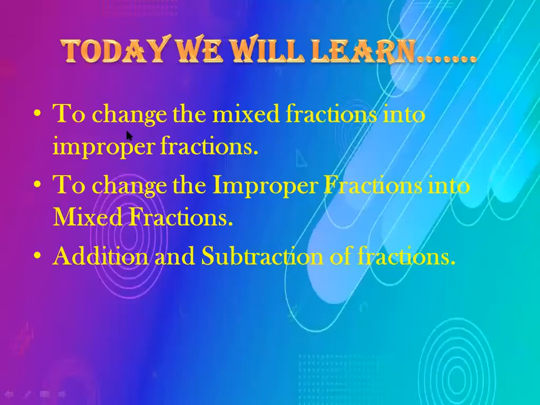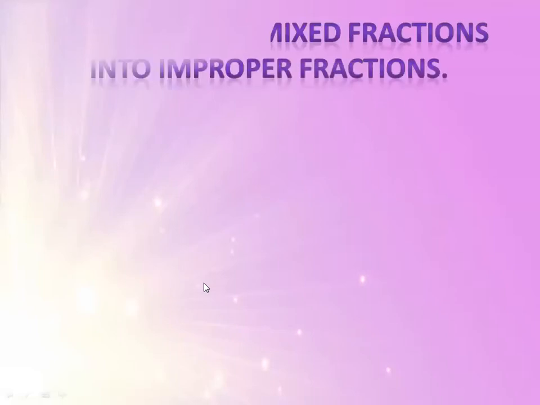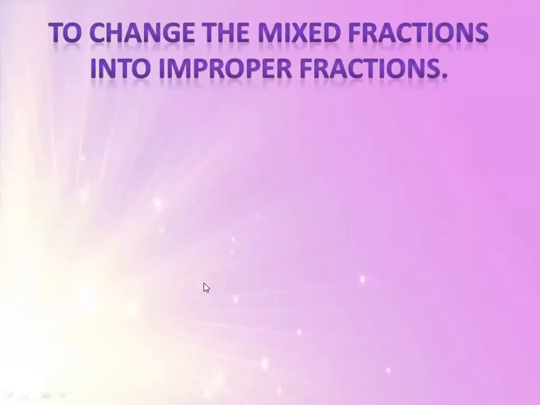So first, we move on to topic number 1, that is, to change mixed fractions into improper fractions. So here you have an example. You have a mixed fraction. You know what a mixed fraction is? If a fraction is written along with a whole number, it is called a mixed fraction. Here you have 3 whole 5 upon 9.